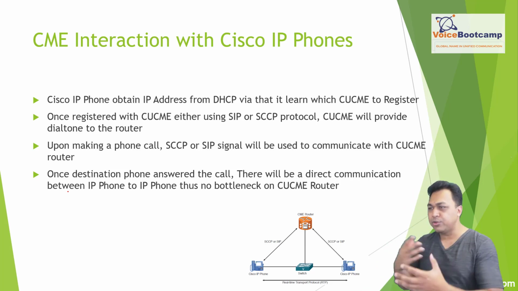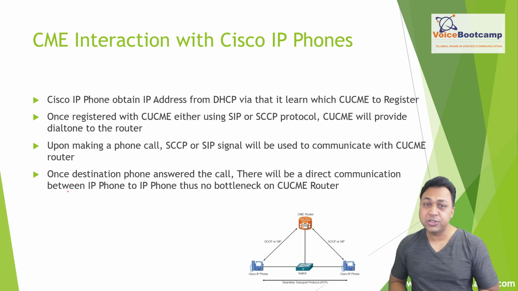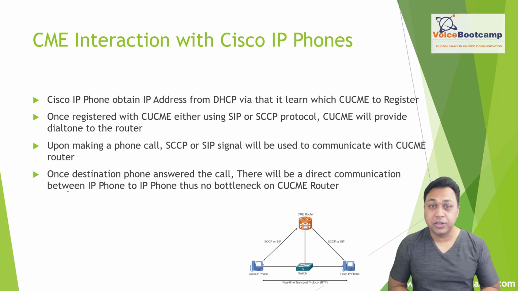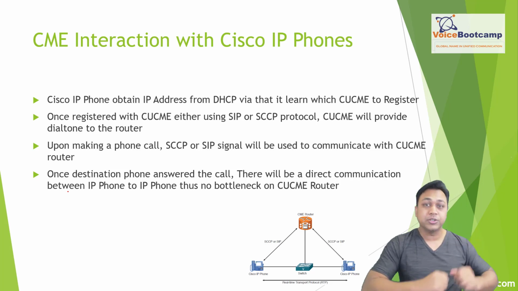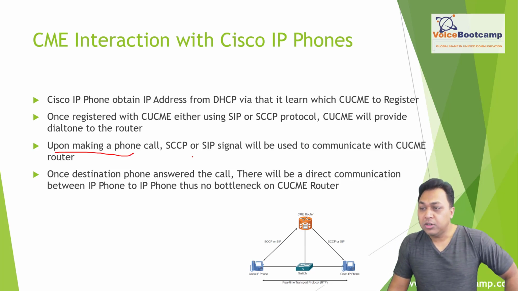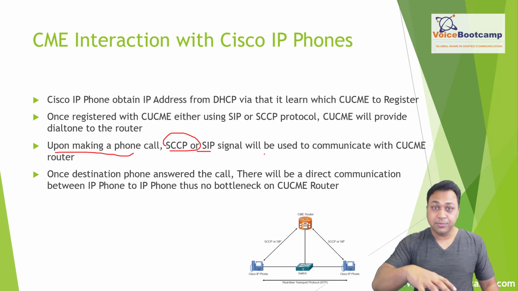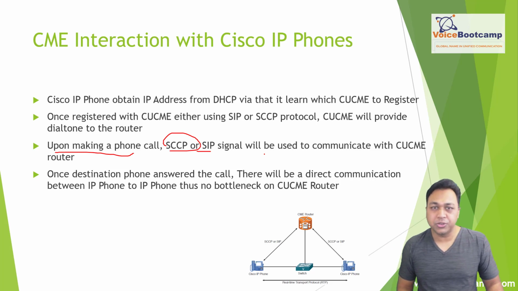And of course, there is some configuration that you have to do within the router in order for the phone to register. You will learn how to configure CUCM in one of our other courses. Now, upon making a phone call using either SCCP or SIP signaling, the router will look up the routing table for the VoIP or dial plan to decide how to send the call to its destination.